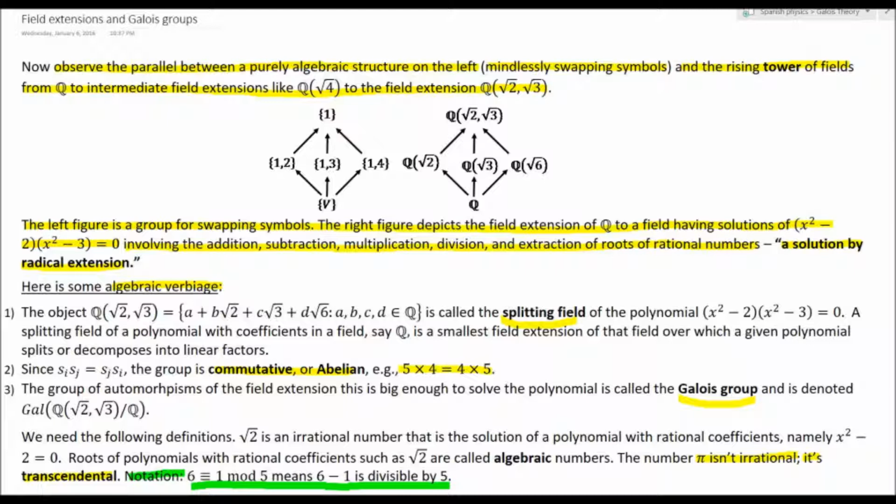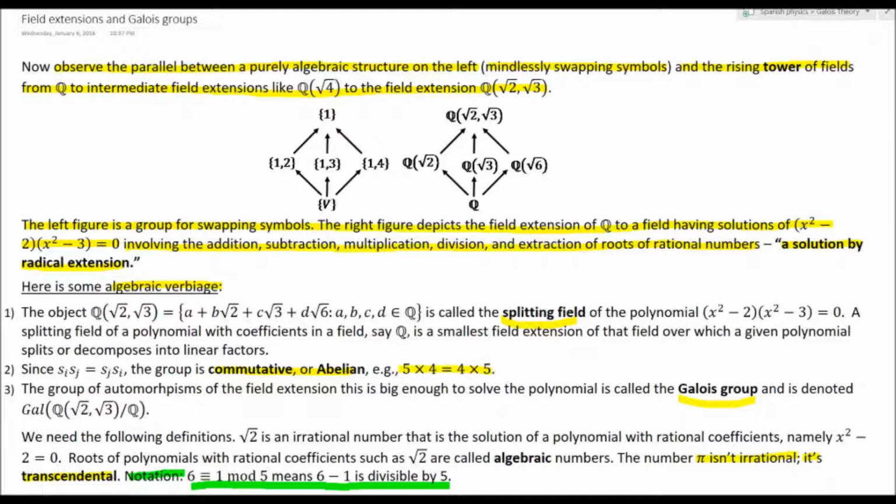The diagram on the left-hand side doesn't know anything about polynomials. It's just a symbol-swapping algebraic structure, which may correspond to some geometric figure like the triangle, or simply to some abstract table that satisfies the definition of a group and has no geometric picture associated with it.